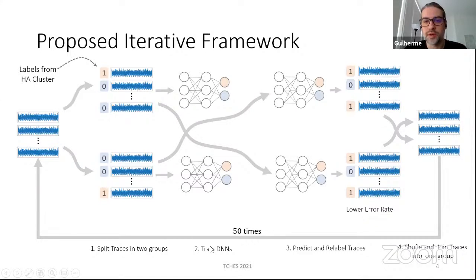Then in the second step, we train two separate models, each with a subset of the big training set. In the next phase, we swap data sets, and we predict with the network that was trained with one subset on the other subset. Because the network is regularized and able to correct part of the wrong labels, it will predict with a lower error rate in comparison to the first case. At the end, we combine the traces into one group again, shuffle them, and restart the process. In our work, we iterated this process 50 times.